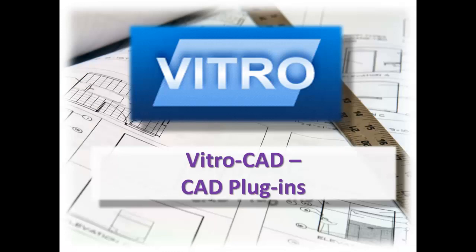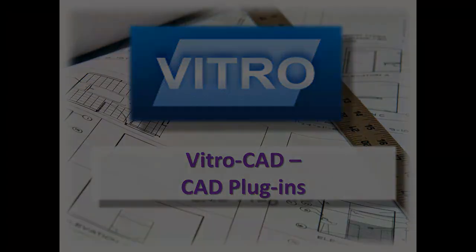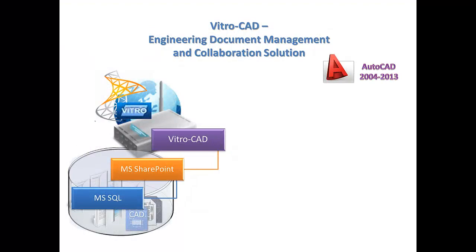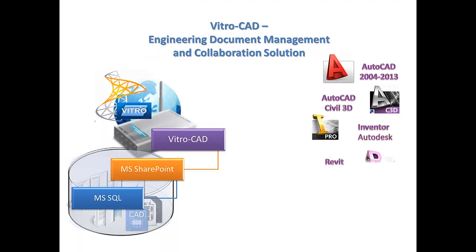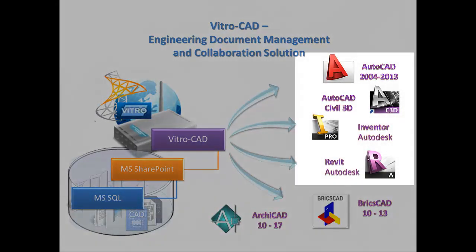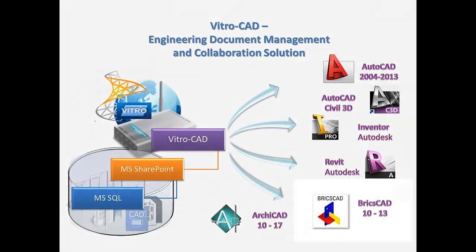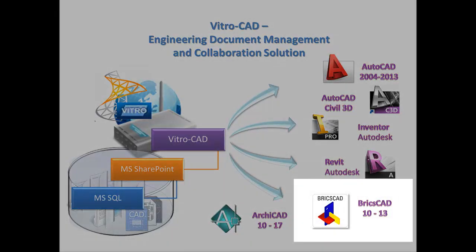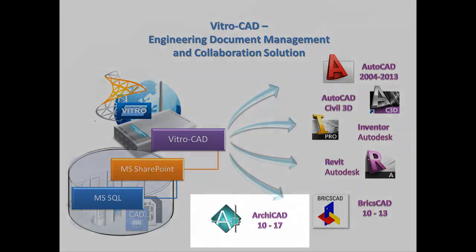Vitro CAD has plugins for major CAD applications, and that allows designers to use Vitro CAD functions without switching windows. Vitro CAD has been integrated with AutoCAD since its 2004 version. Plugins are available for AutoCAD, AutoCAD Civil 3D, AutoCAD Inventor, and AutoCAD Revit. We support BricsCAD versions 11, 12, and 13, and you can find us on BricsCAD's website in the Application Catalog. We support AutoCAD from version 10 to version 17.